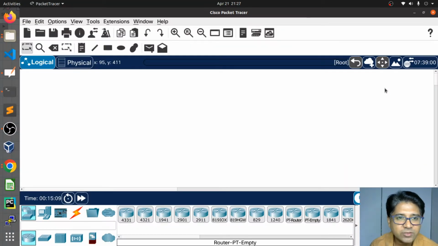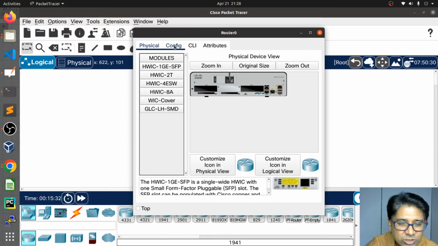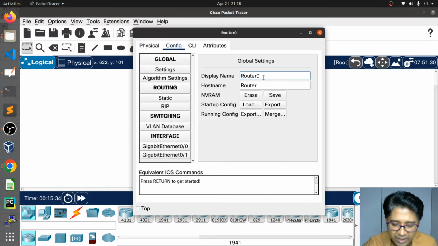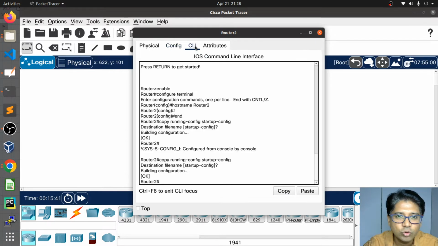Let's move to the lab. I'm going to select a very basic router. 941 is a Cisco router model, the most basic one. I took two routers and changed the names. How do I change the name? Go to the config, give the host name, save it, and go to CLI.